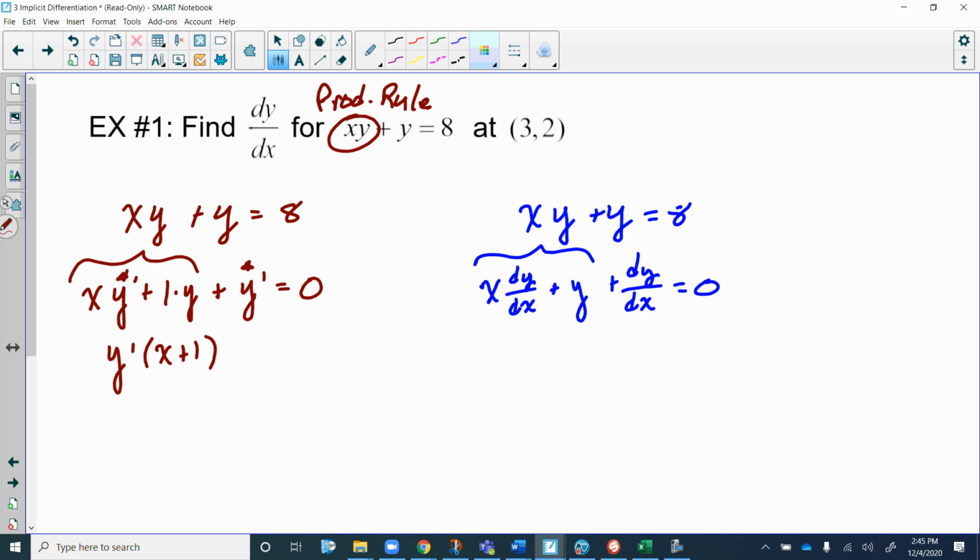And I'm going to go ahead and move the y term from the left side to the right side through subtraction. So that'll just be negative 1y. Now we just want to get y prime by itself. That's the variable that we're interested in. So divide everything by the x plus 1 expression, and I'm going to get negative y over x plus 1.